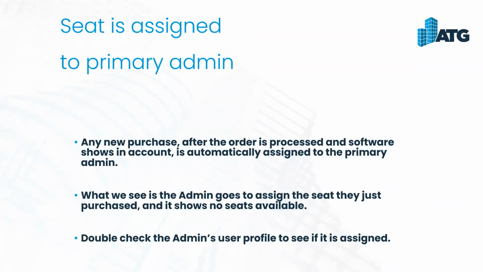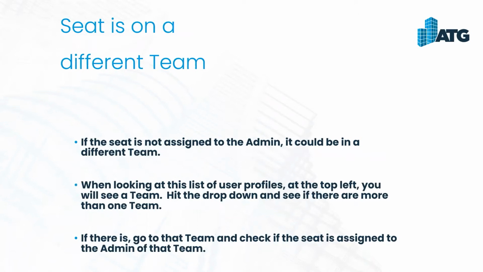So this is again where you just double check who the primary admin is. And there's a couple ways to know who the primary admin is, because as I mentioned before, by default, it's whoever the contract manager is. So let's say you're a secondary admin and you're trying to look for that license and you can't find it, most likely it is assigned to the other person in your company who is the primary admin. And that would lead to the next thing, which is the seat is on a different team.